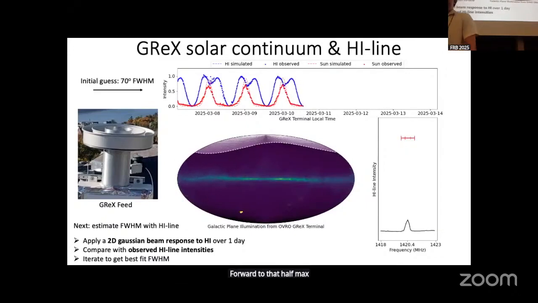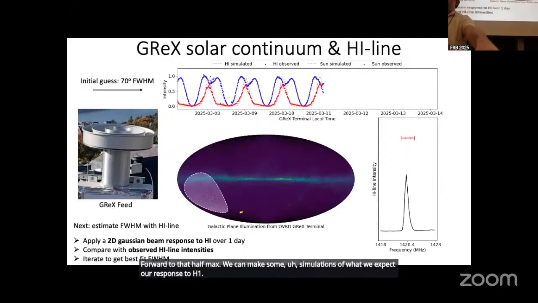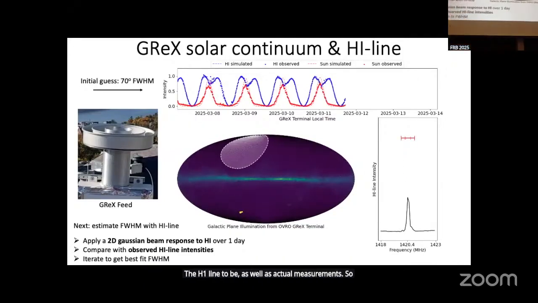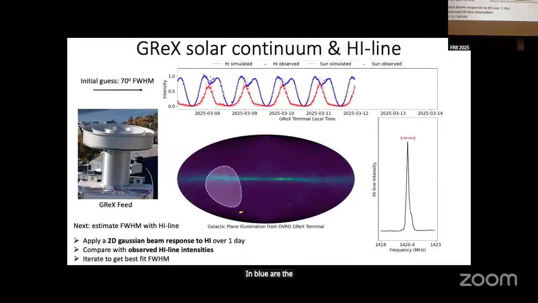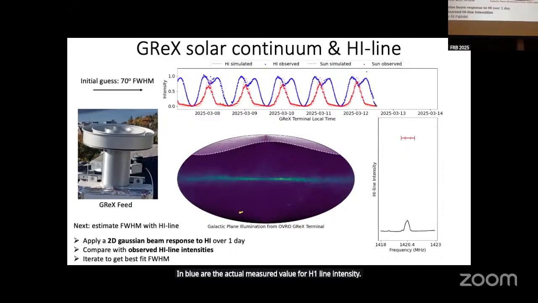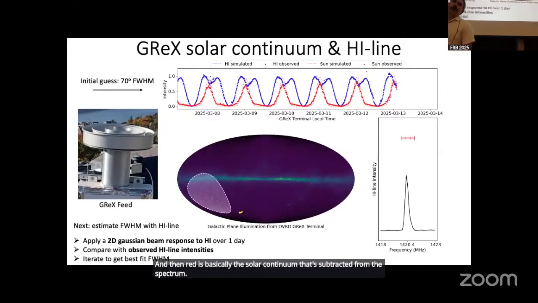We can make some simulations of what we expect our response to the H1 line to be, as well as actual measurements. So on top in blue are the actual measured values for H1 line intensity, and then red is basically the solar continuum that I've subtracted from the spectrum for each of those measurements.